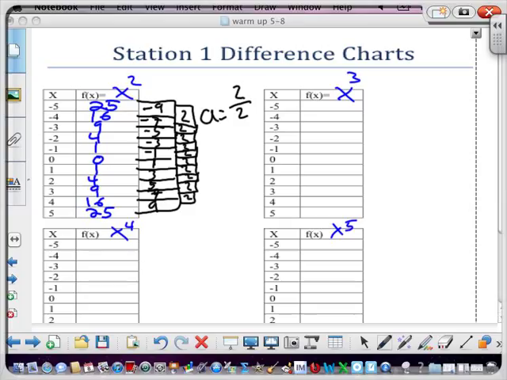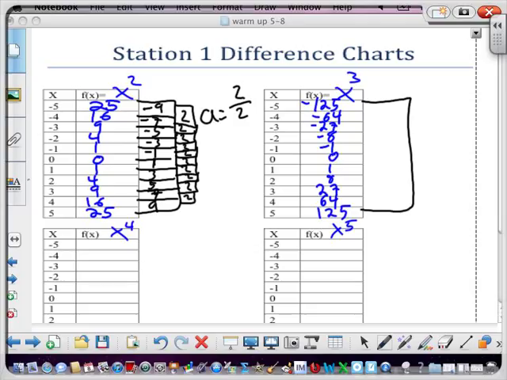Okay, so we're looking at x to the third. Usually we have -125, -64, -27, -8, -1, 0, 1, 8, 27, 64, and 125. How many differences do you think we're going to have to get since it's to the third power? 3, because it's to the third power. So let's look first. We've got our first differences.